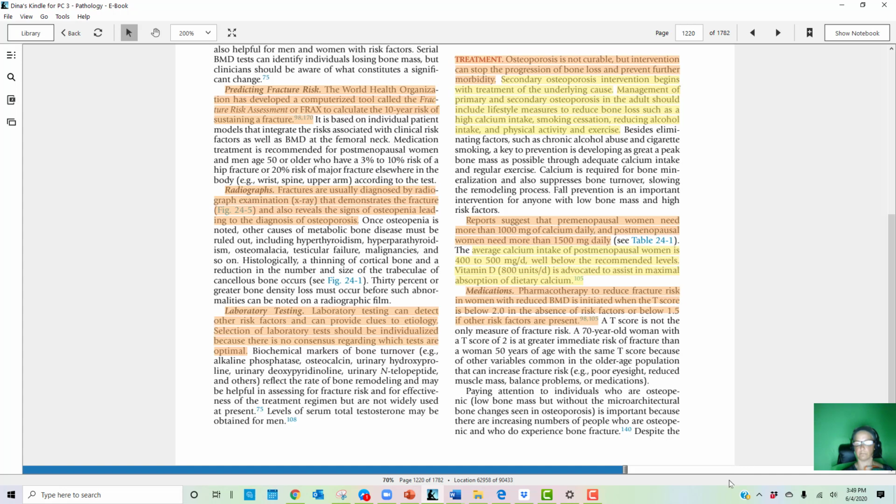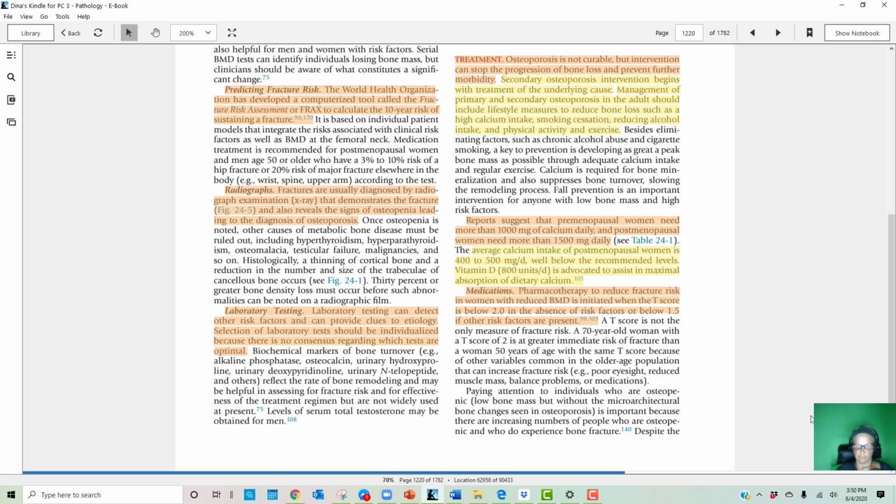Calcium is required for bone mineralization and also suppresses bone turnover, slowing the remodeling process. Fall prevention is an important intervention for anyone with low bone mass and high risk factors. Reports suggest that premenopausal women need more than 1,000 milligrams of calcium daily, and postmenopausal women need more than 1,500 milligrams daily. See Table 24.1. The average calcium intake of postmenopausal women is 400 to 500 mg/d, well below the recommended levels. Vitamin D, 800 units/d, is advocated to assist in maximal absorption of dietary calcium.